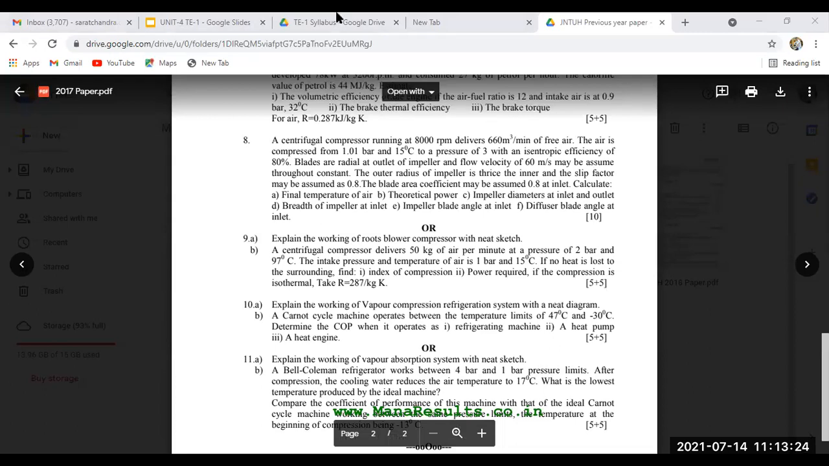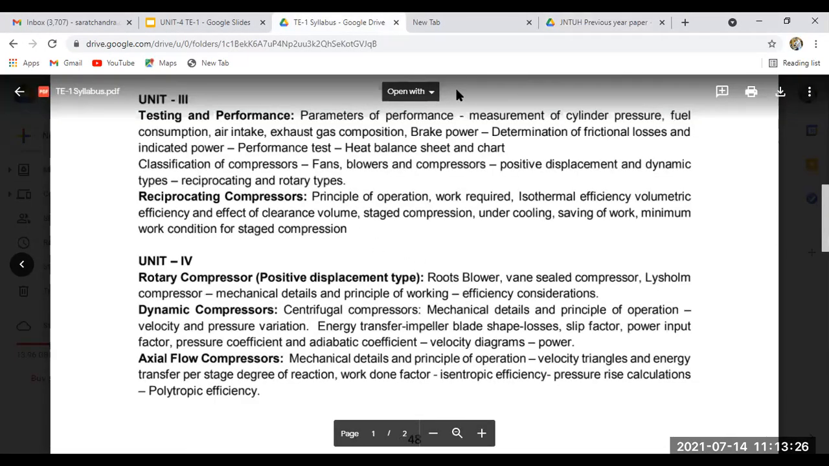That's why I have told you, among the three types of compressor, root blower compressor, Vane cell compressor and Lysholm compressor, root blower compressor is the most important one. Always they are asking this one only. They have never asked Vane cell compressor or Lysholm compressor in the exam. But we cannot say whether they will ask this time or not.